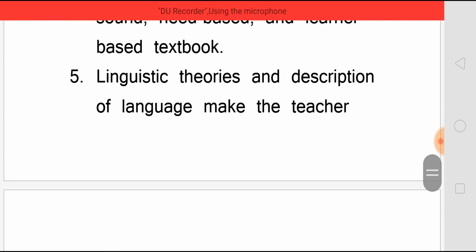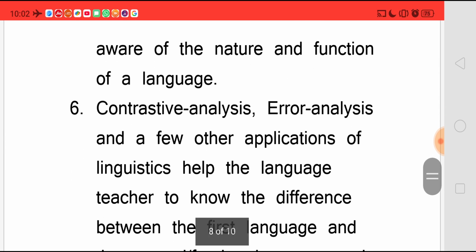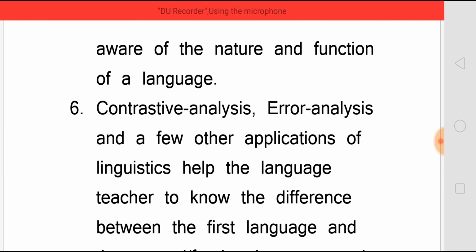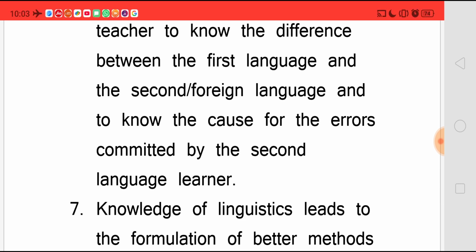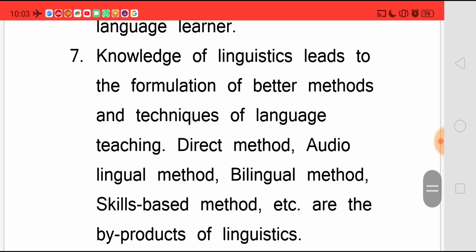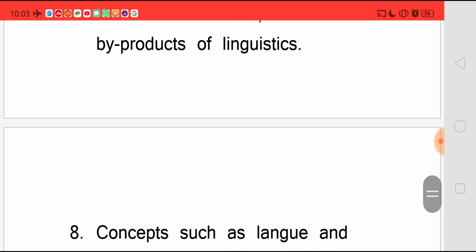Linguistic theories and descriptions of language make the teacher aware of the nature and function of a language. Contrastive analysis, error analysis, and a few other applications of linguistics help the language teacher to know the difference between the first language and the second or foreign language and to know the cause for the errors committed by the second language learner. Knowledge of linguistics leads to the formulation of better methods and techniques of language teaching. Direct method, audiolingual method, bilingual method, skills-based method, etc. are the byproducts of linguistics.